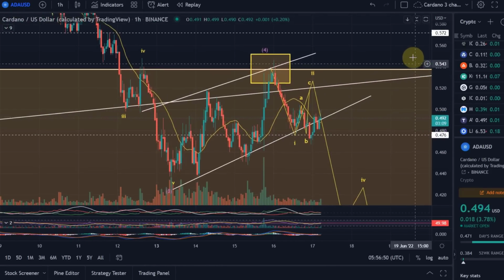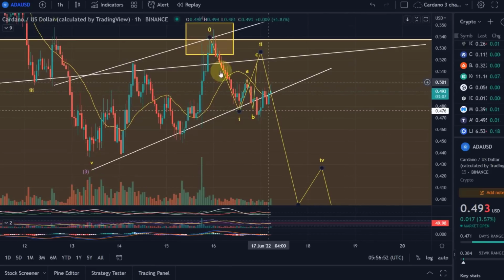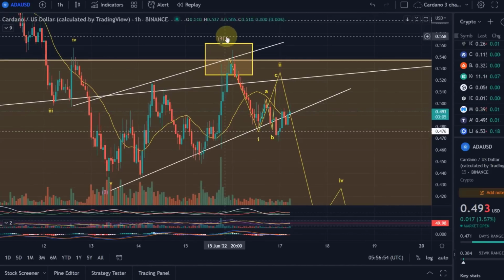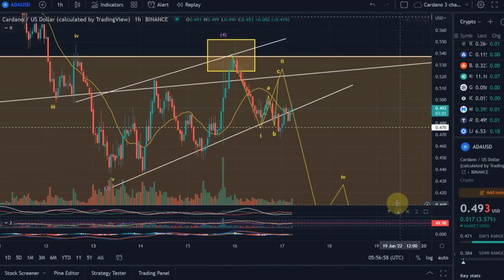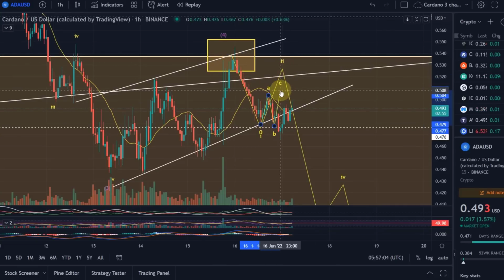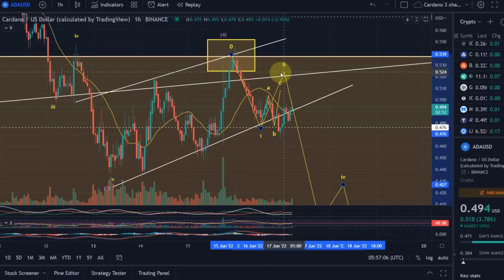As I already showed you in the last video, it could be that after the wave 4 in purple here, we started our wave 5 in purple down, and that we've already completed our wave 1 within this, and we're now here in the wave 2. That is where we left it at the end of the last video, and this is pretty much still working out.